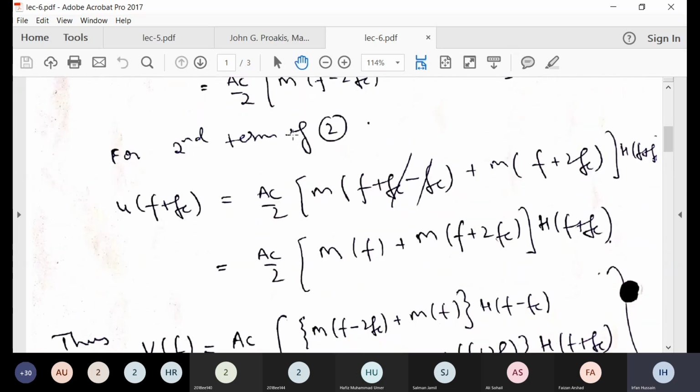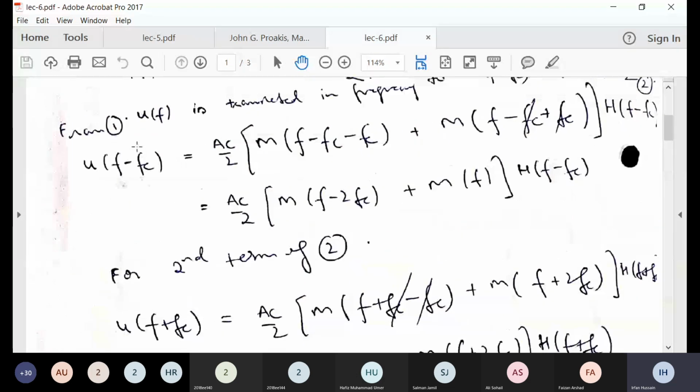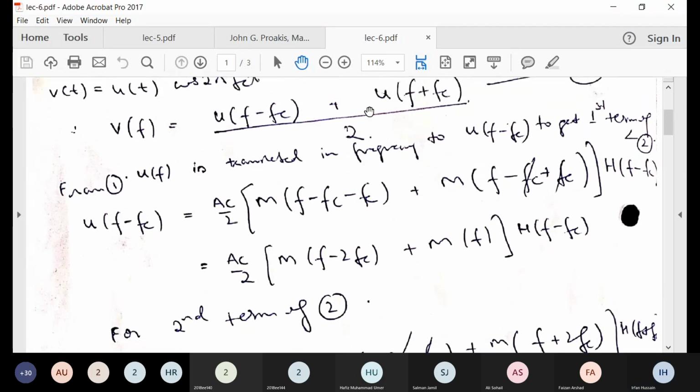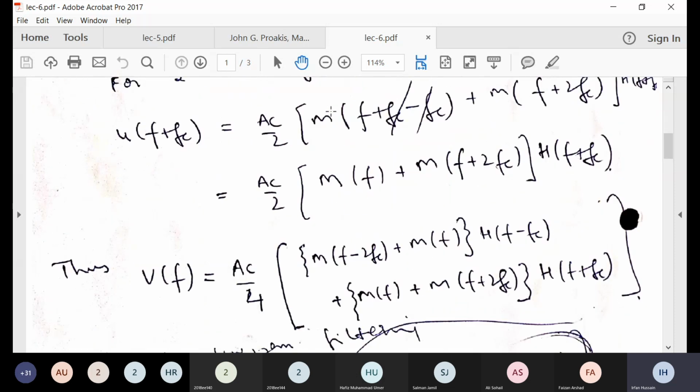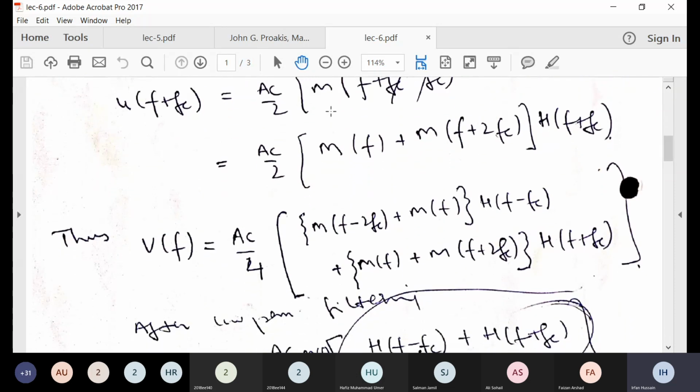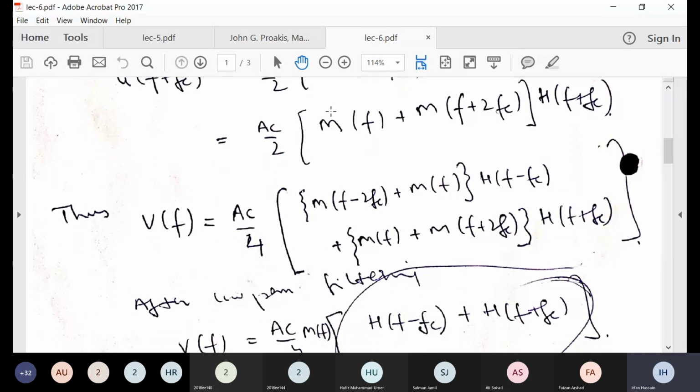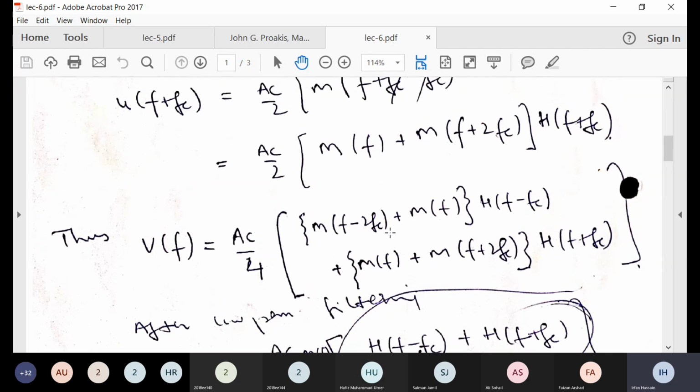Now I add both these terms, or I put the values of these two terms in this equation to get the output of the product of the vestigial signal with the local generator. So you will be getting this term. Because each of these terms will be divided by 2, this will become over 4. These two terms are for the first term, and these two terms are coming from the second term, from this one. U(f + fc), this is coming from U(f − fc).